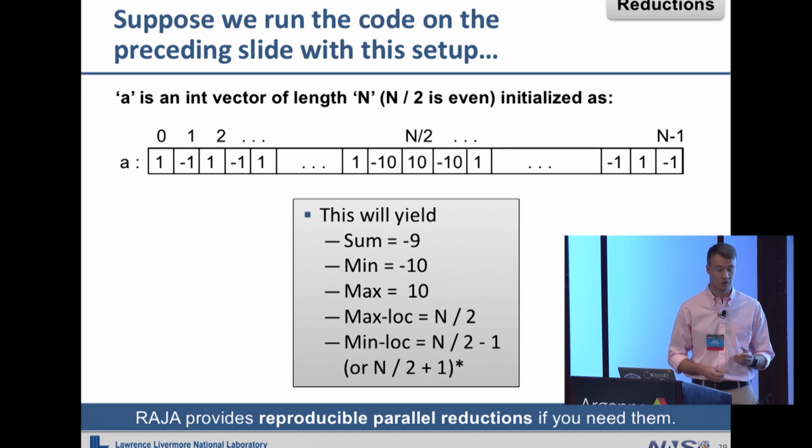So we do have these reproducible reductions where you run it and you're always going to get the same value regardless of how the threads have reduced the value.